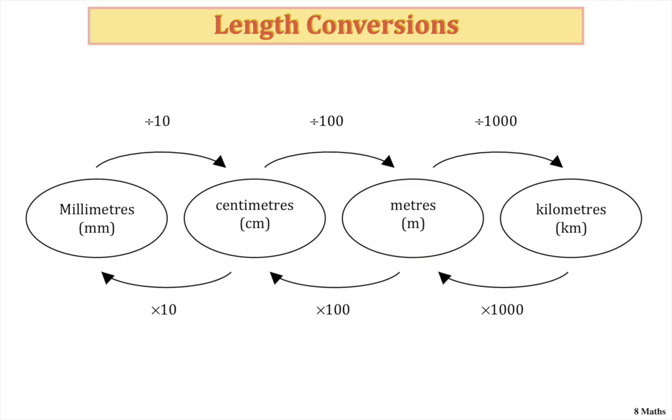Where it gets tricky is, let's say I wanted to go from kilometers all the way down to millimeters. Well, you'd take your number in kilometers, you'd times it by 1,000, then you'd times it by 100, and then you'd times it by 10. That's one way you can do it. There are quicker ways, but if we just follow this table, that's probably the way that we'll go to start with.